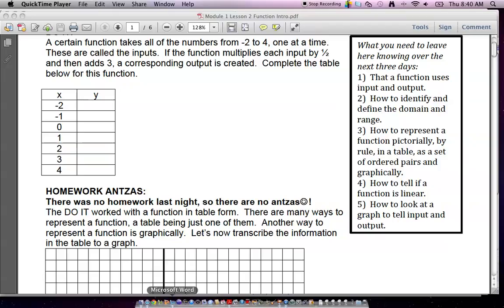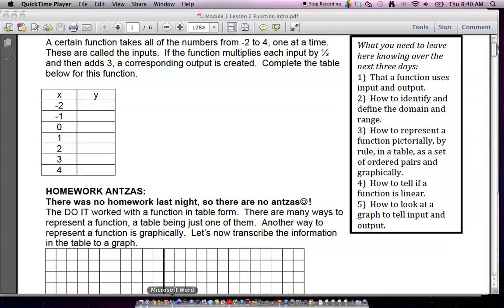Certain function takes all the numbers from -2 to 4 one at a time. These are called the? These are called the? That stunk. I don't care if it's first period. There's only 2 things in the morning I like waking up for. Fly fishing and photography. Doing math is not one of them, okay? But you got to will yourself past it. So, these are called?